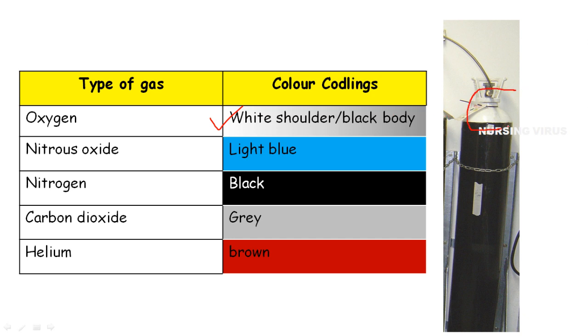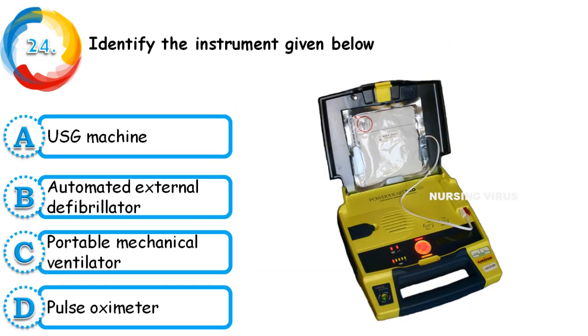In the image also you can see the white shoulder and the remaining part of the cylinder in black color. And nitrous oxide will be light blue, and nitrogen completely black, even the head will be black in color. And carbon dioxide will be gray, and helium gas will be in a brown color cylinder. And 24.